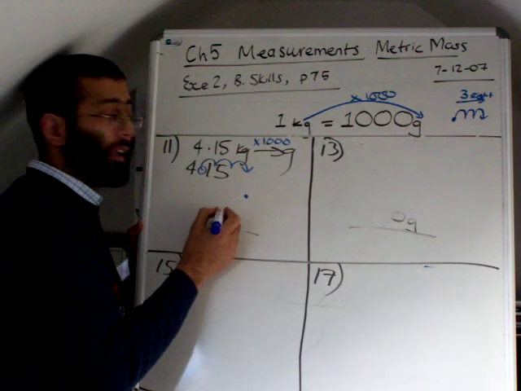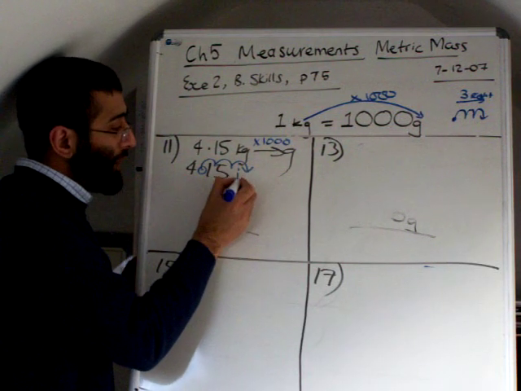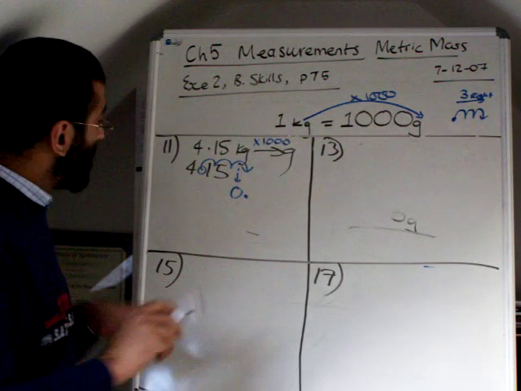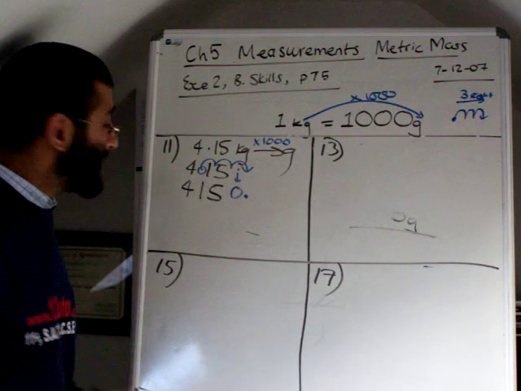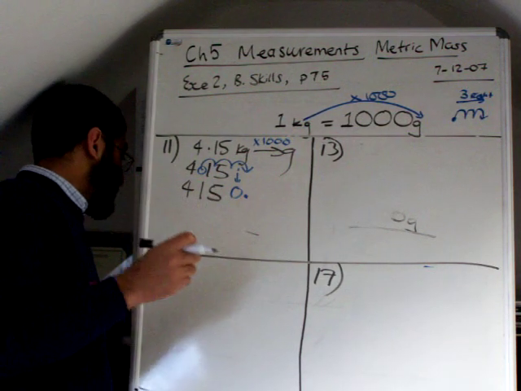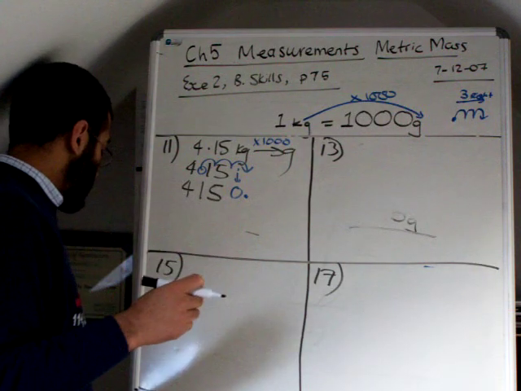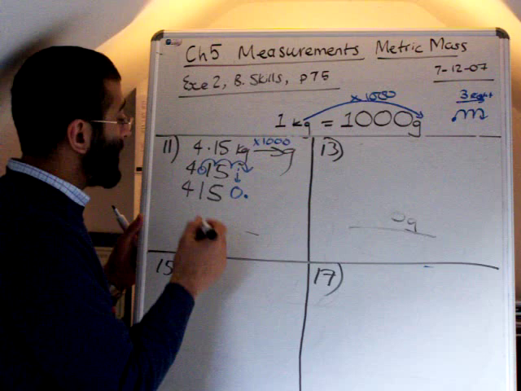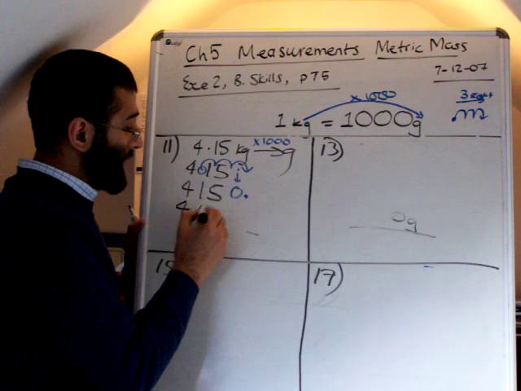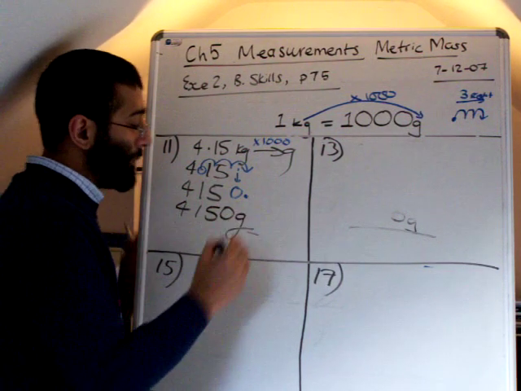Drop the decimal point down here. We've got an empty hump over here. We put a 0 there. That's the rule. Copy the rest of the numbers down: 4, 1, 5. So our rough answer says 4,150 point, which is the same as 4,150 grams.